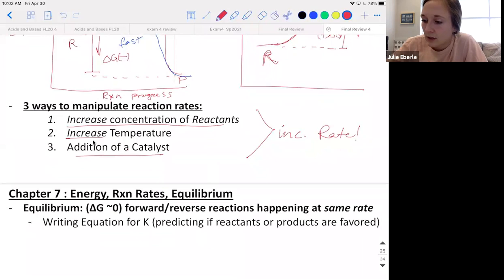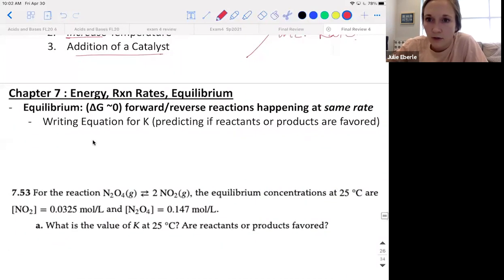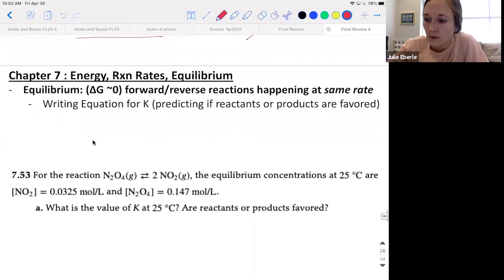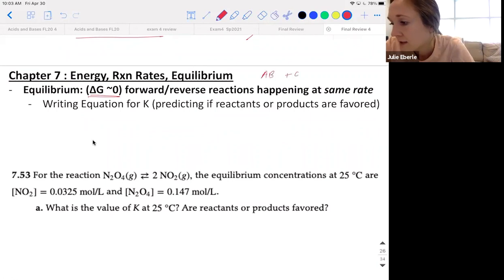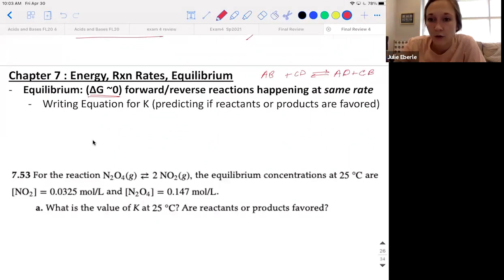All right, then we talked about equilibrium. So the last two things we have in chapter 7 are equilibrium and Le Chatelier's principle. So remember, equilibrium is where delta G is approximately zero. And there you have the forward and reverse reactions happening at the same rate. So let's say we have some reaction where AB plus CD, and you get this double arrow, make AD and CB. You got a forward and a reverse reaction happening at the same rate.